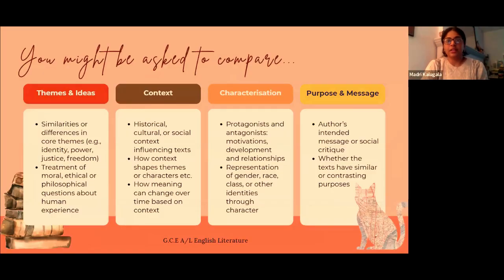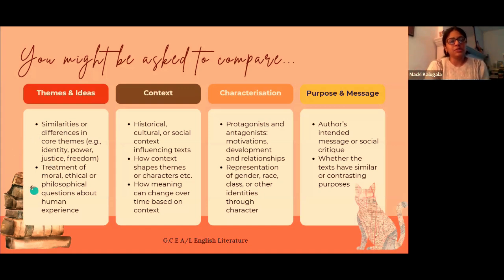So first, in your exam questions, you might be asked to compare themes and ideas. They will tell you a theme, or they will ask you to compare themes and ideas in 2 or 3 different texts. Those will incorporate similarities or differences in core themes. So there'll be things like identity. How do these texts look at power? What about the idea of freedom? These are all themes, right?